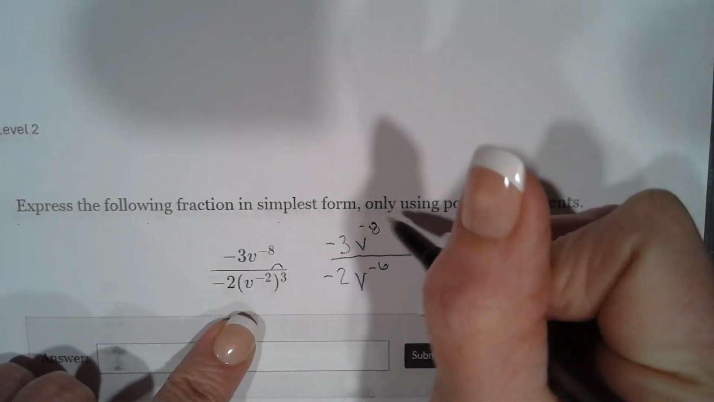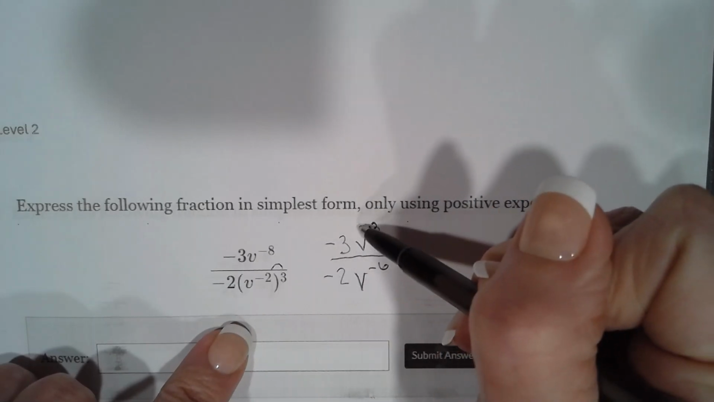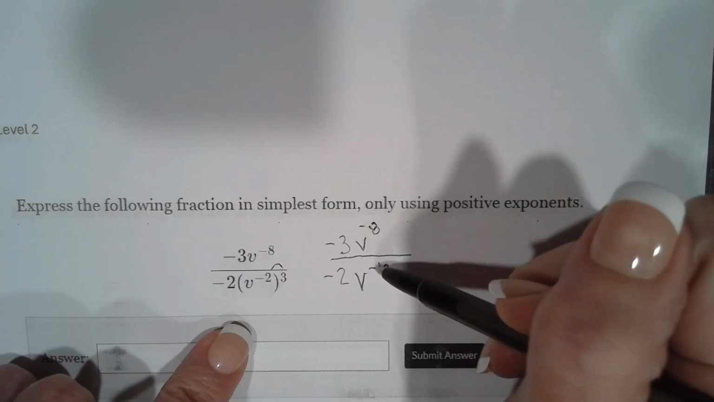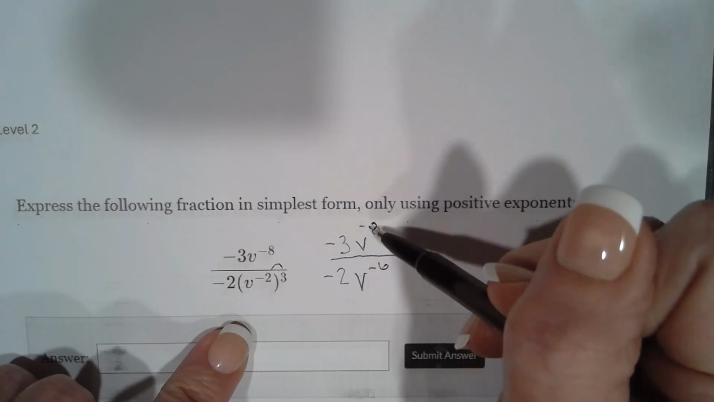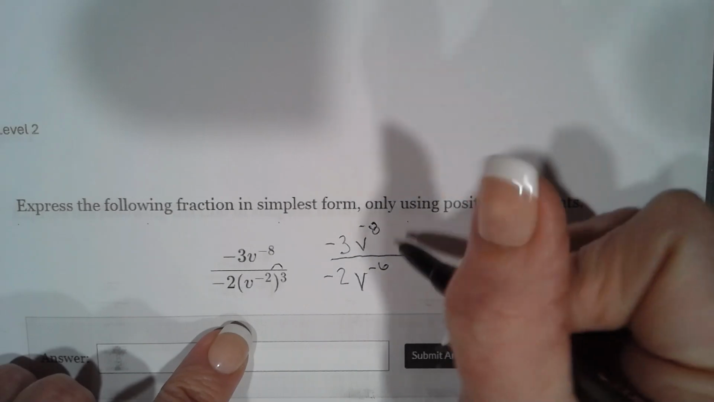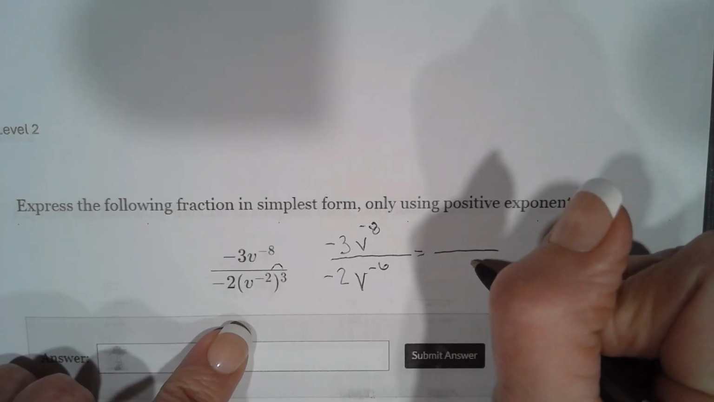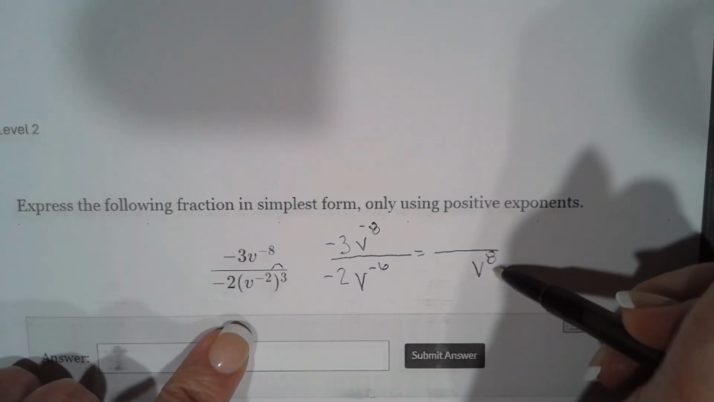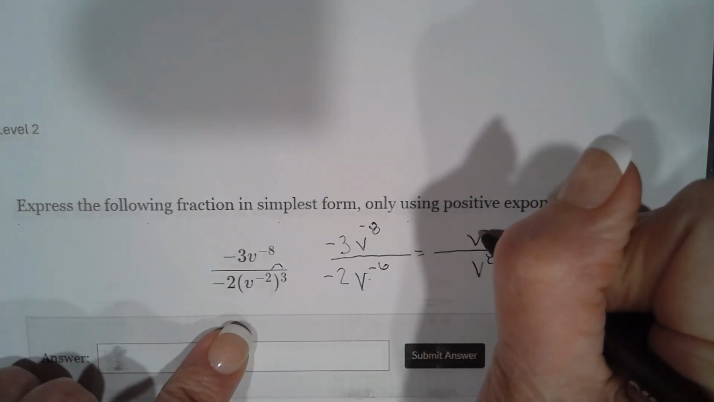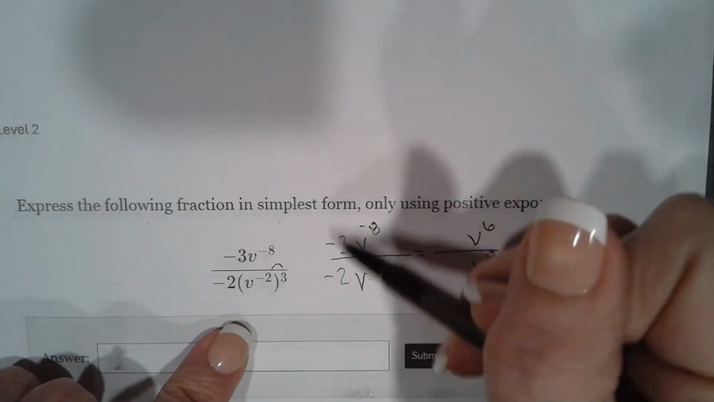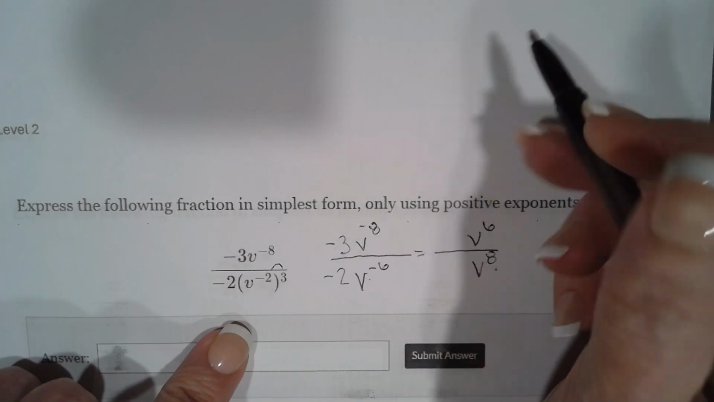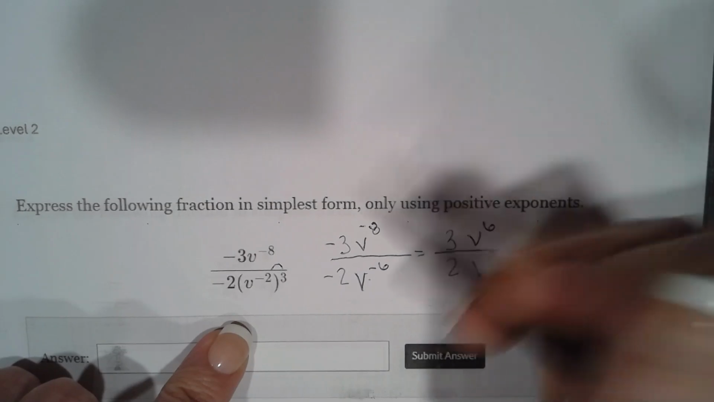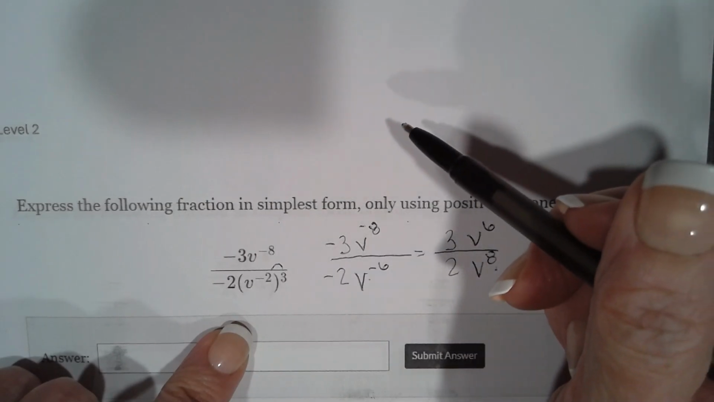The next thing we want to do is get rid of these negative powers. Now, these are not negative powers. These are negative powers, and hopefully we remember our rule that says flip to rid. So we are going to move v to the 8th power down, and it's no longer negative. We're going to move v to the 6th power up. It's no longer negative. A negative 3 divided by a negative 2 is actually a positive 3 over 2, because a negative divided by a negative is a positive.